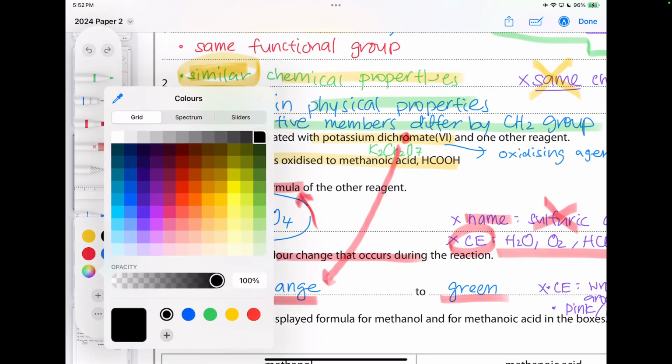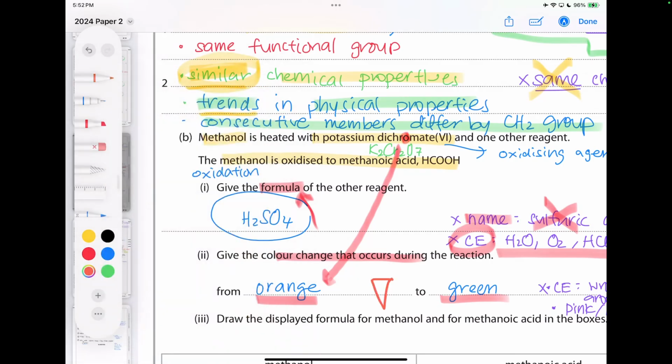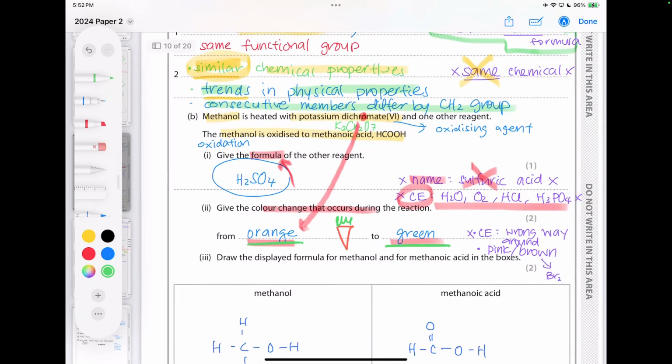I should use this, and then I draw green. Okay, so it starts from orange, it turns green. So find a way to remember the different colors as well in organic chem. There's one more question coming up, and we look into the difference in color.